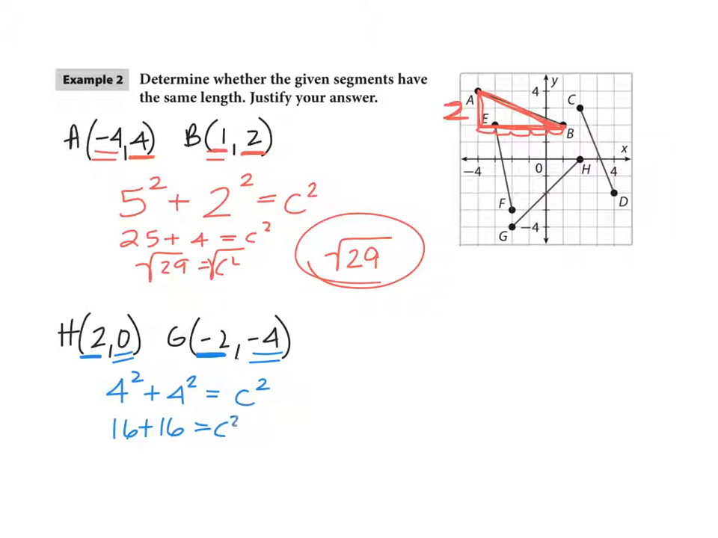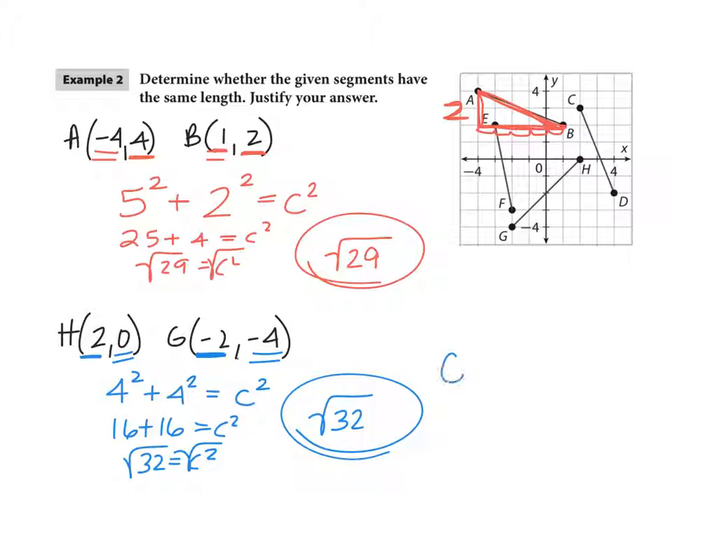All these numbers you can get in your calculator and take the square root. So on this one, the distance is 32. If I was to ask you which segment is longer, hopefully you would say that GH is longer than AB, right? Because the square root of 32 is bigger than the square root of 29.